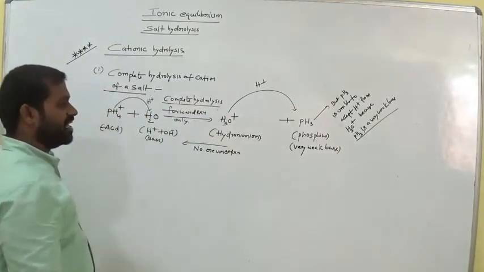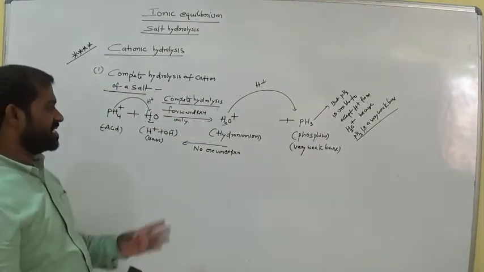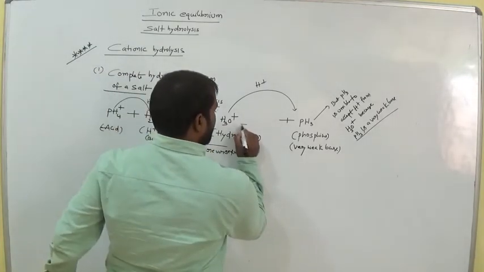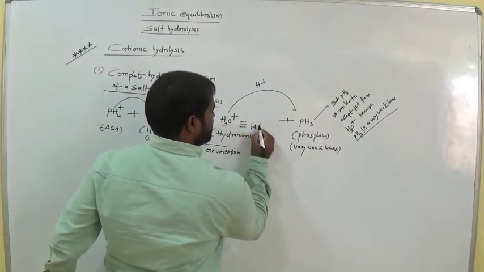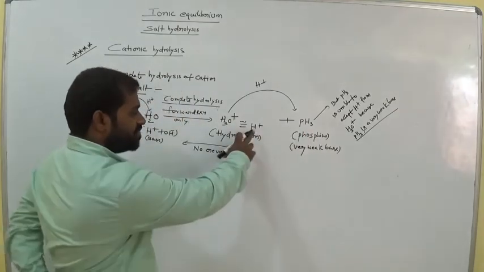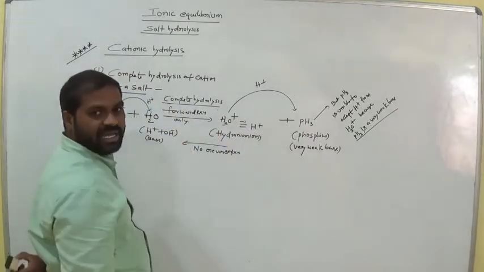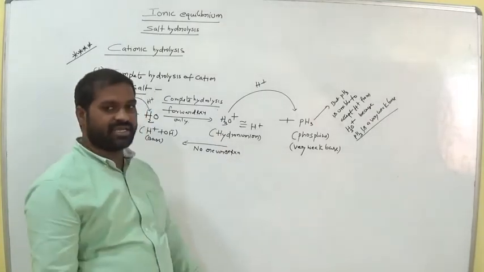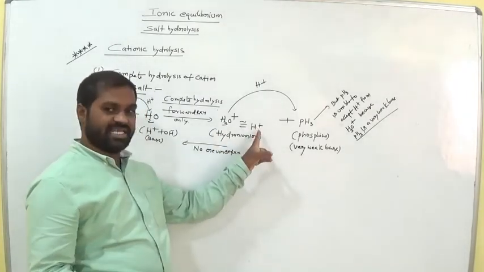This phenomenon is called complete hydrolysis. Is it clear? H3O+ is also equivalent to H+. Remember this. This is the base. Now, does this base have excess H+ or not? Remember, the hydronium ion is also called H+ here. It gives H+, that means acidic in nature.